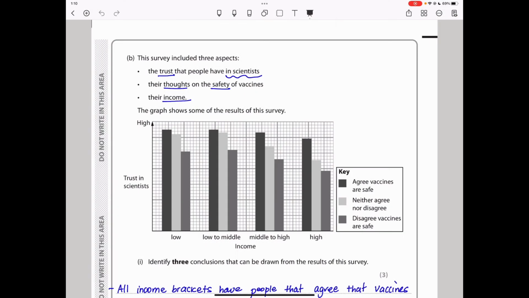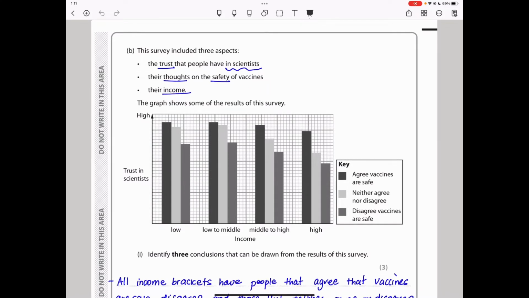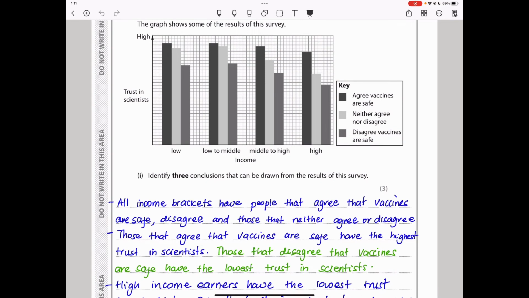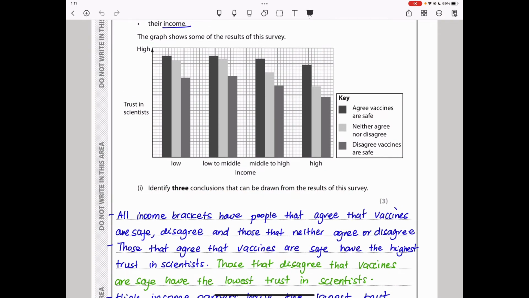Part B, this survey included 3 aspects: the trust that people have in scientists, their thoughts on the safety of vaccines, and their income. So they say the graph shows some of the results of this survey. So here we have income from low to high. We have the trust in scientists from low to high. We have the key here. And the first question is asking us to identify 3 conclusions that can be drawn from the results of this survey. So the first conclusion we can see is going to be overall.